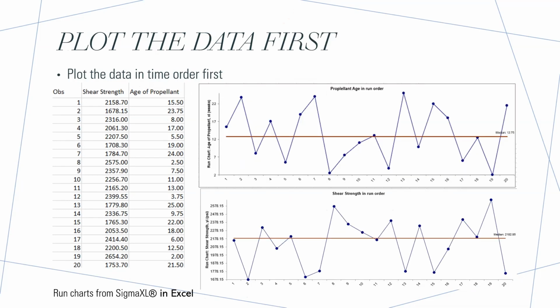First, we can plot the data in time order so that we can rule out any time order effect on the results. We want to make sure that we're not confusing something that happens over time with the actual effect of one of the x on the y. And note that there are no specific trends in the data, but it does appear that shear strength is lower when age is higher.